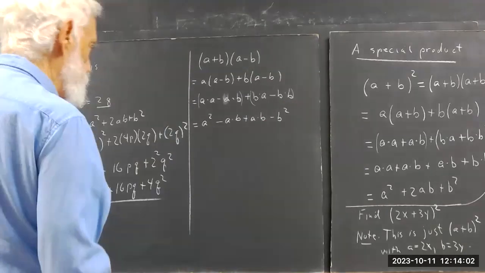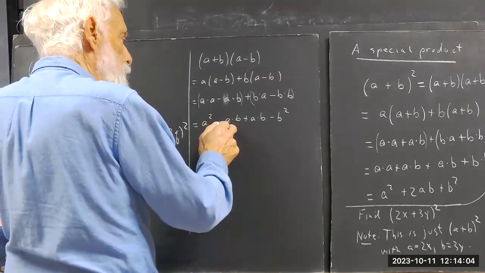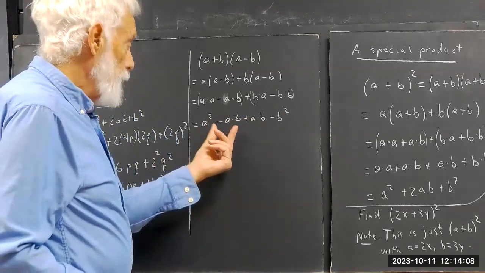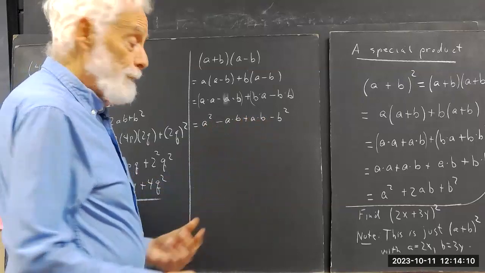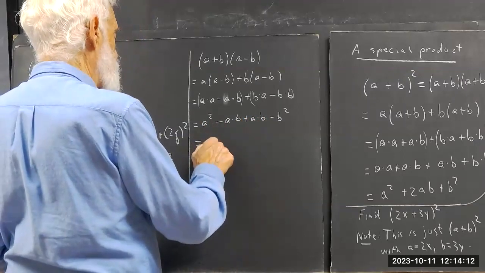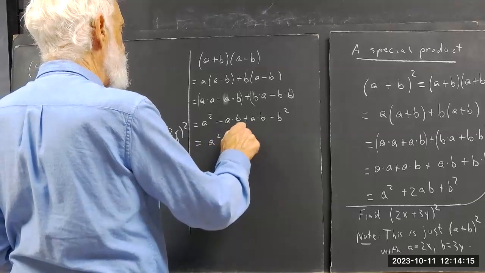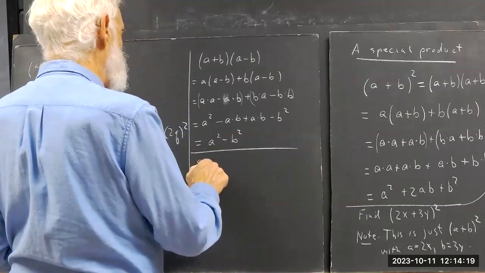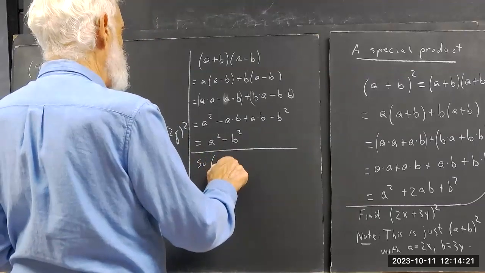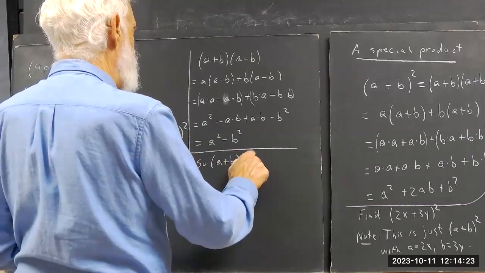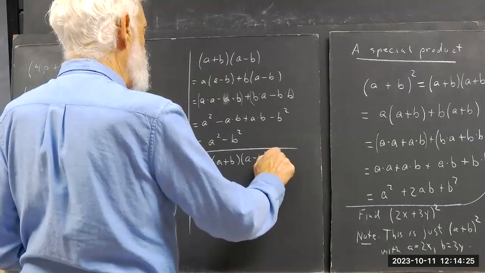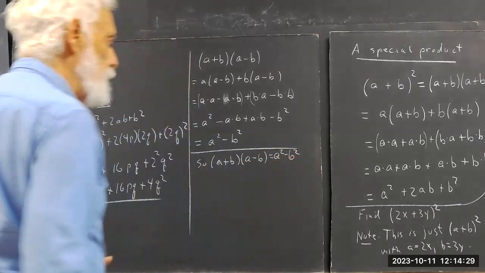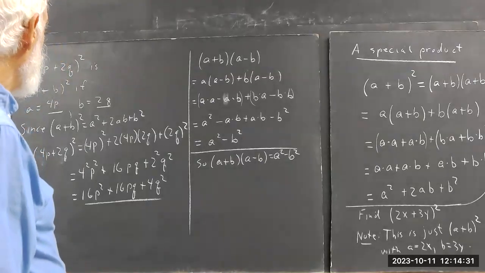And then we have minus B squared. Okay. Well, what's minus A times B plus A times B? That's zero. That's minus of something plus of something. Okay. That just leaves us A squared minus B squared. So A plus B times A minus B is A squared minus B squared.